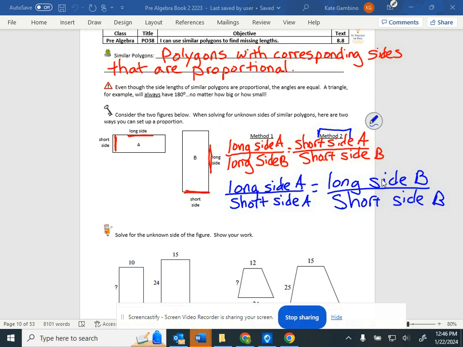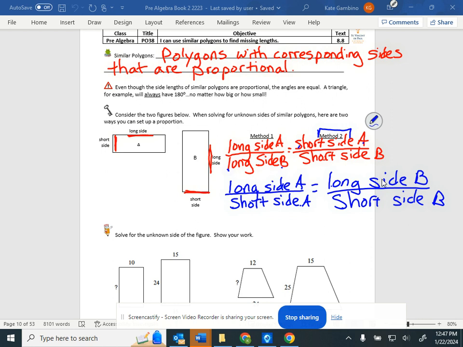So either method that you use, you get the same answer. Okay. Doesn't matter which method, method 1 or method 2, we'll get the same answer for it. As long as we're remembering, diagonally are going to be the opposites. Long, short, B, A, short, long, A, B. Okay. Diagonally have to be opposites.